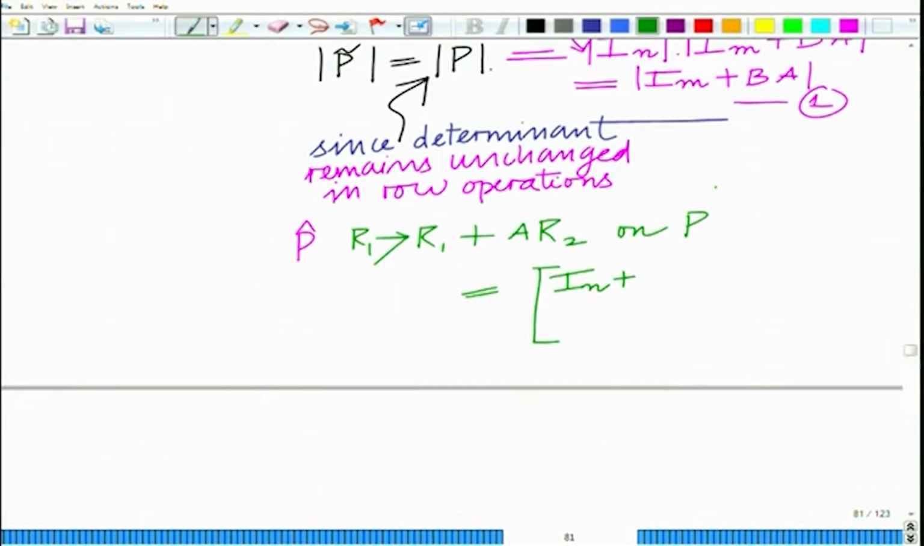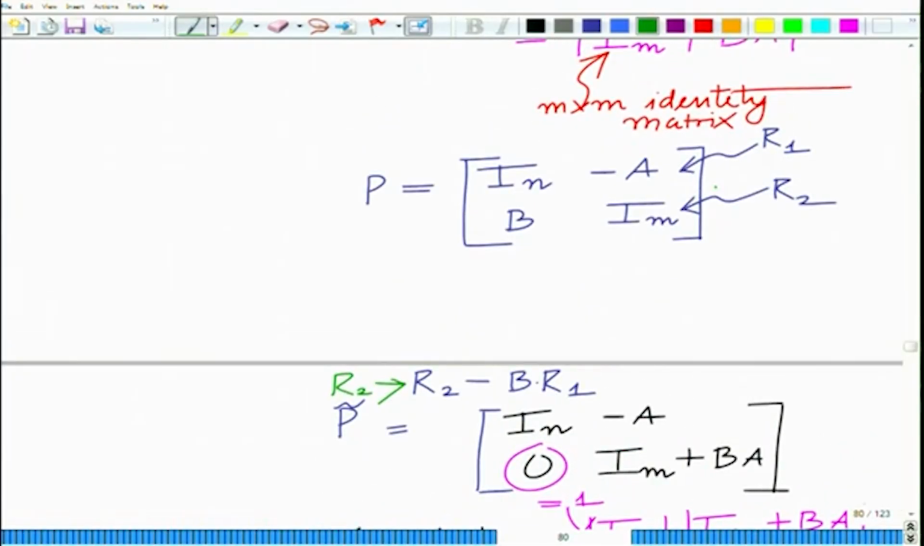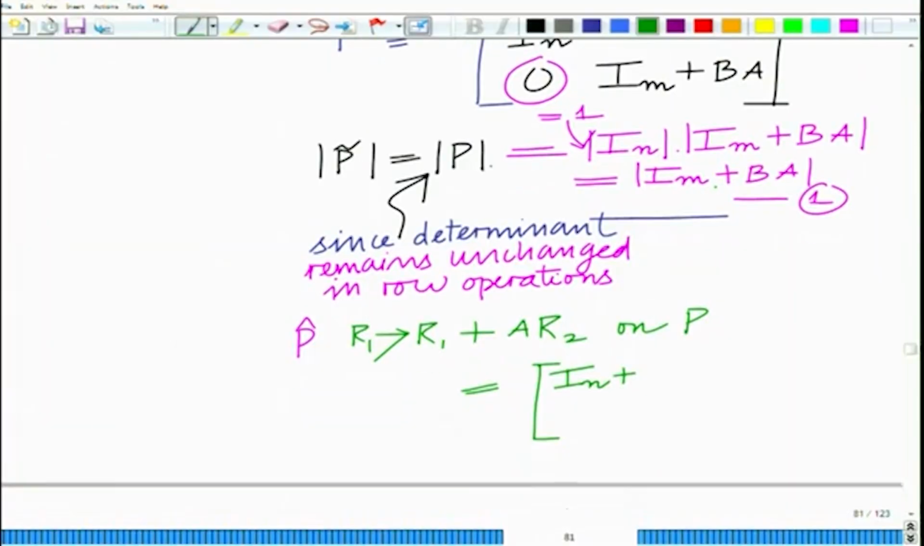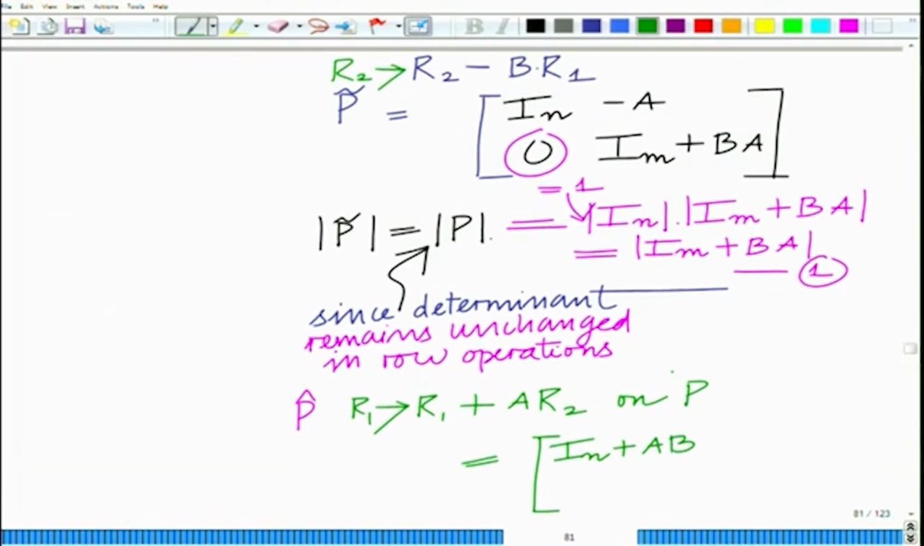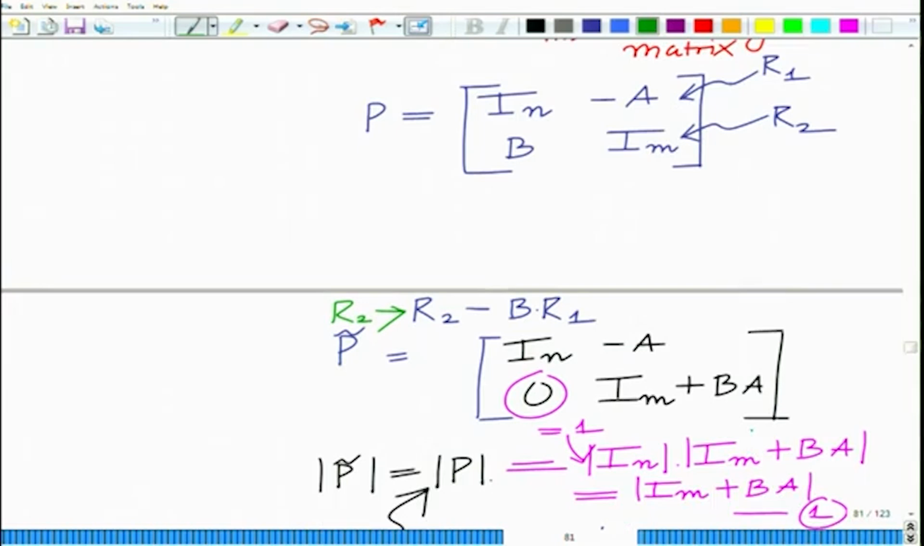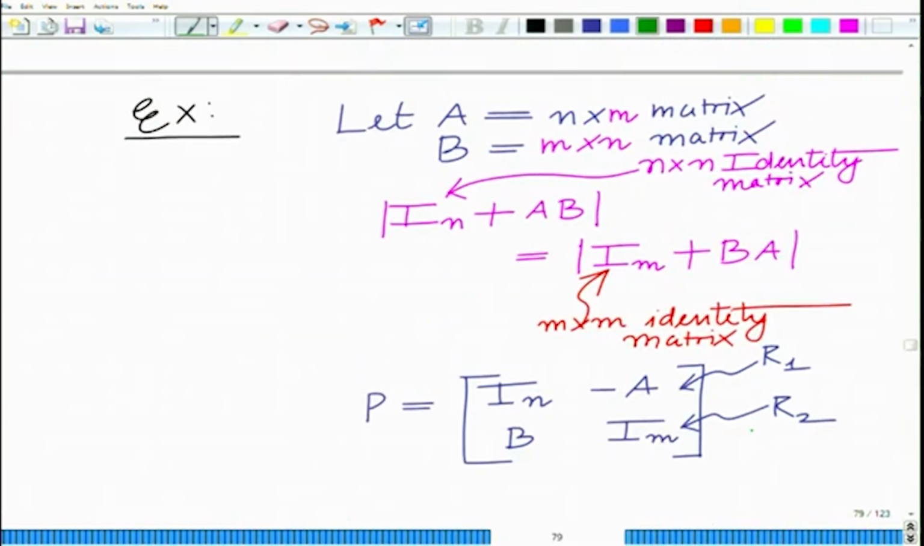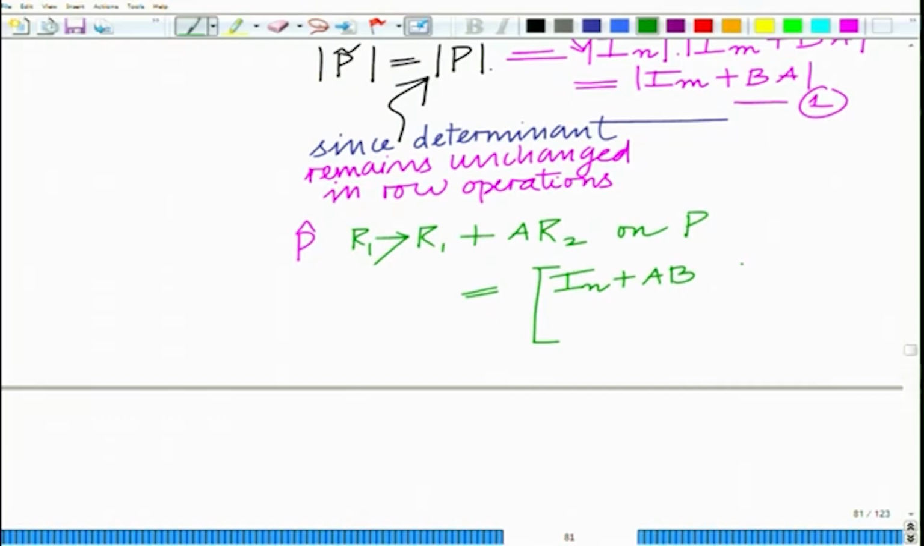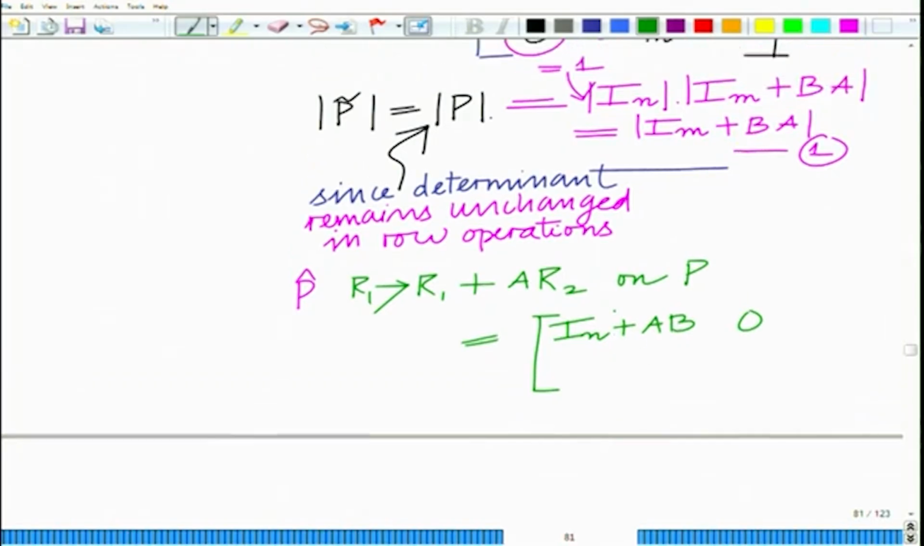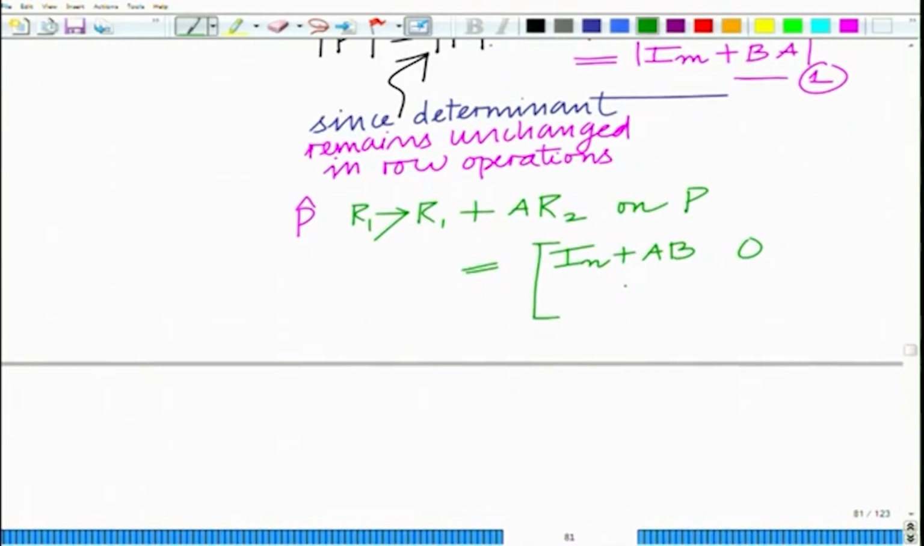So, this will be I n plus A times B, I am sorry, I n plus A times B, and the other will be minus A plus A times I, so this will be 0, and the second row remains unchanged, that will be B and I m.